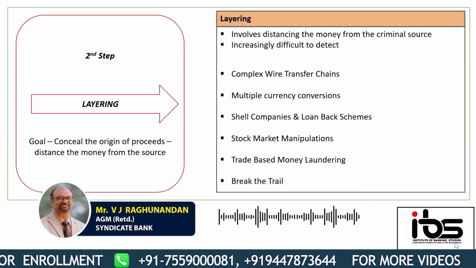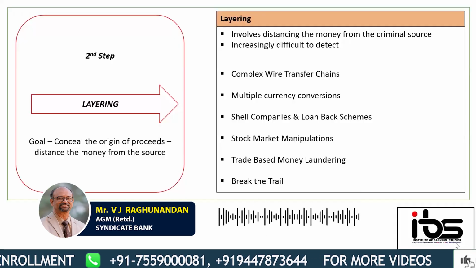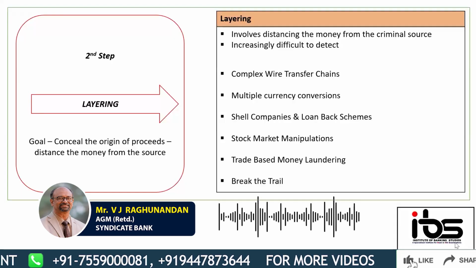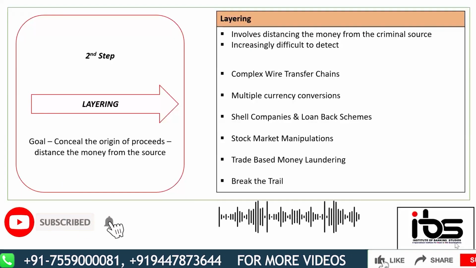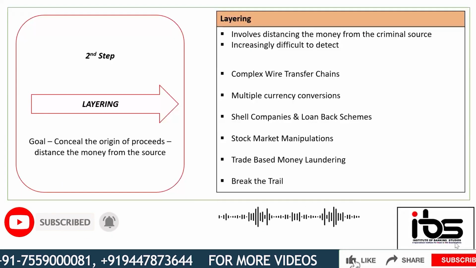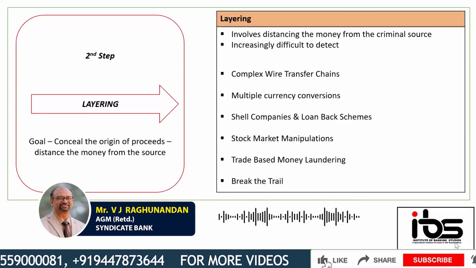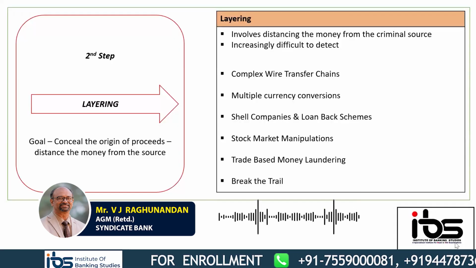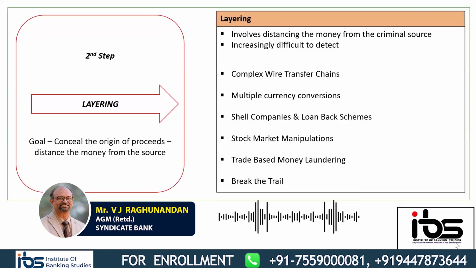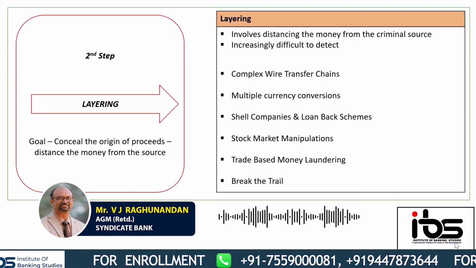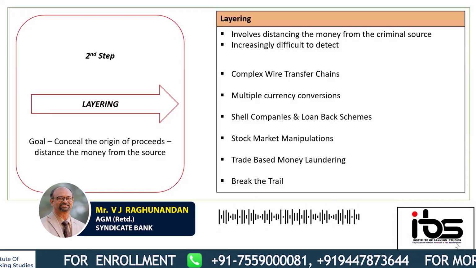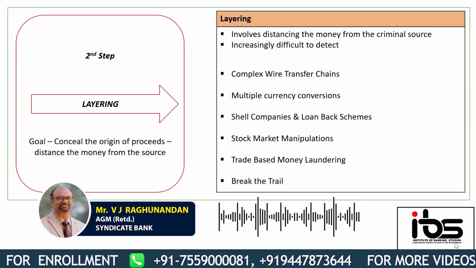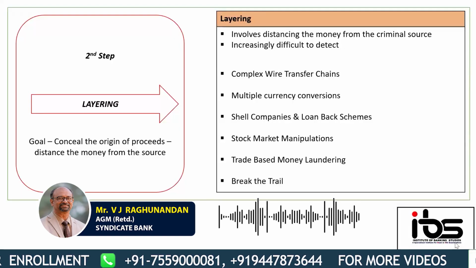Shell companies and loan back schemes, and this is, I think, a very ingenious method of layering, right? Criminals establish shell companies abroad. Where do they establish them? Normally in places which are tax havens, where no questions are asked, right? For example, Cayman Islands, British Virgin Islands, Luxembourg, Switzerland, Panama, Bermuda, etc. Shell companies are opened there, and funds are moved from these entities using fake invoices. This comes under trade-based money laundering, which I'll be explaining in detail, right?